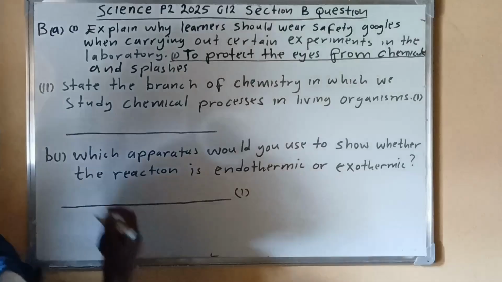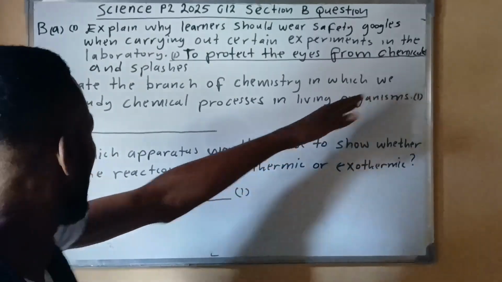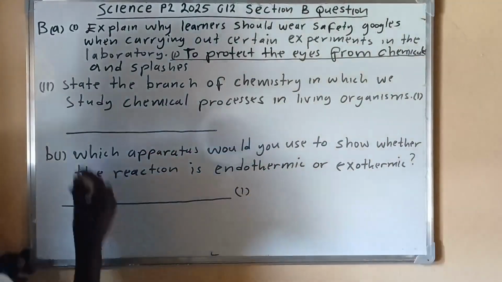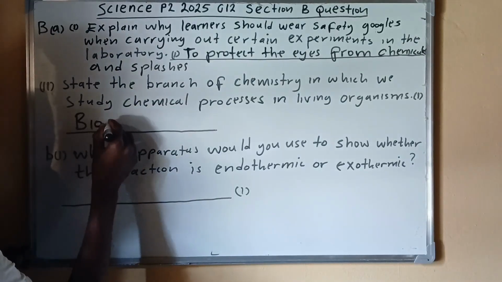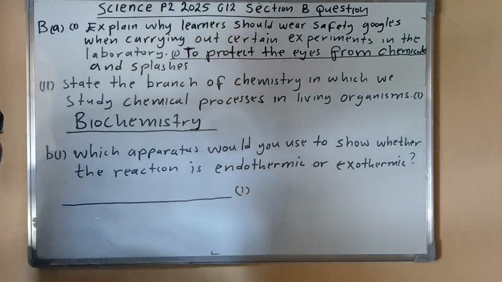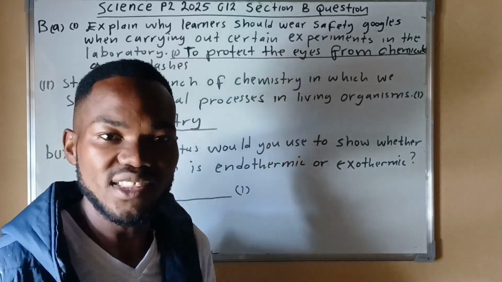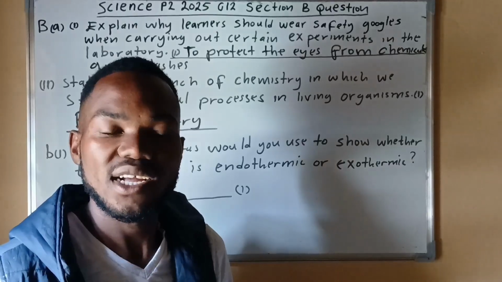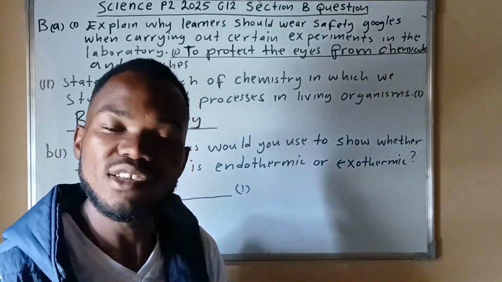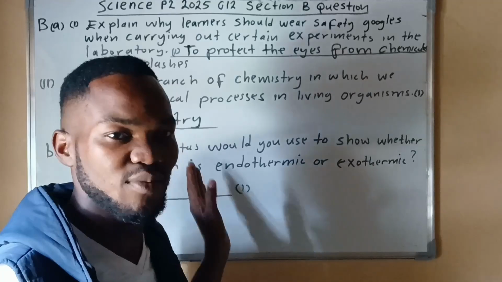So question 2, it was saying, state the branch of chemistry in which we study chemical processes in living organisms. You can say bio. The answer here is biochemistry. So what you need to understand is that biochemistry studies all chemical reactions that happen in living organisms, like animals, plants, also humans. That is what biochemistry does.